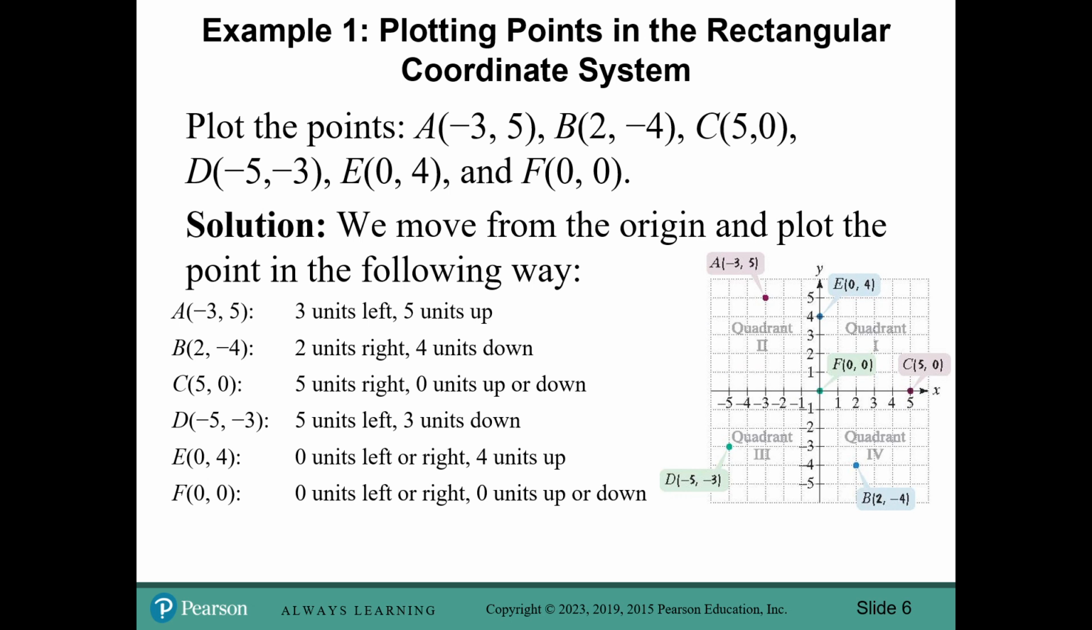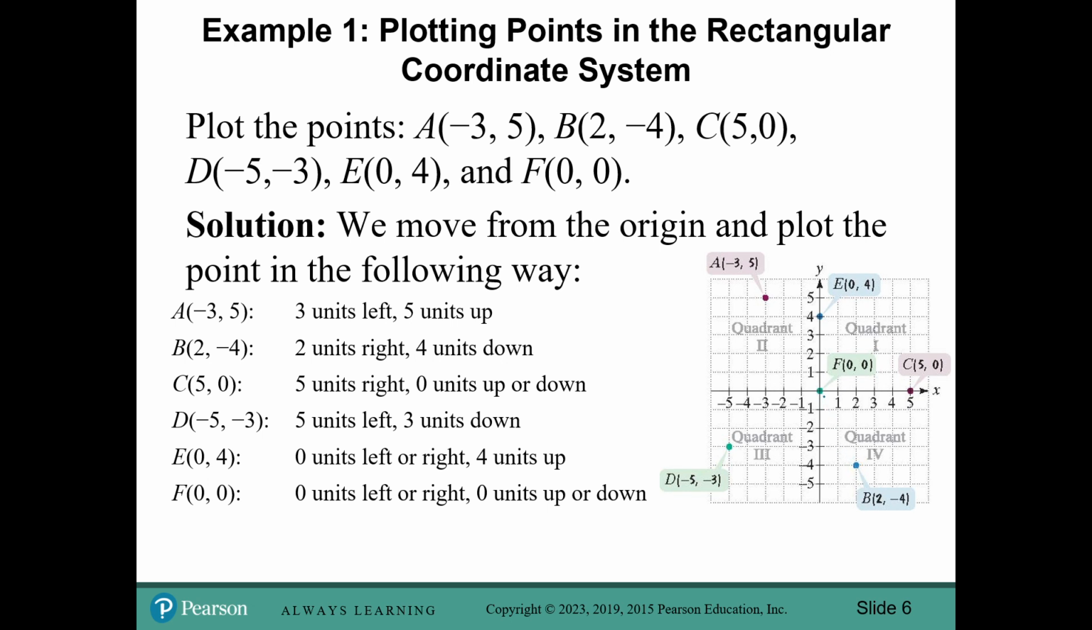We want to plot the points A, -3, 5. We'll do those one at a time. -3, 5. They're already plotted for you. We'll show you how you get there. -3, 5. We move left 3, and then we move up 5. That's how we get to -3, 5. B is 2, -4. So we go right 2, down 4, and we're at 2, -4 for B.